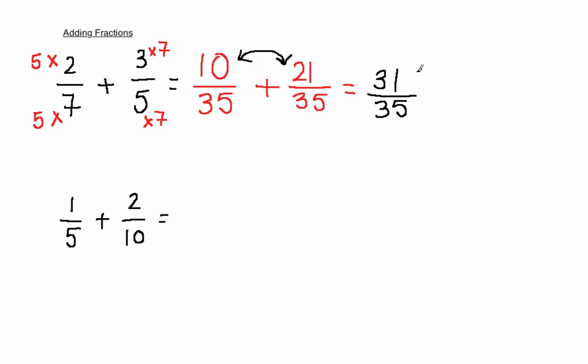31 over 35 is the simplest fraction it can be. This cannot be cancelled down in any way. So the final answer is 31 over 35.